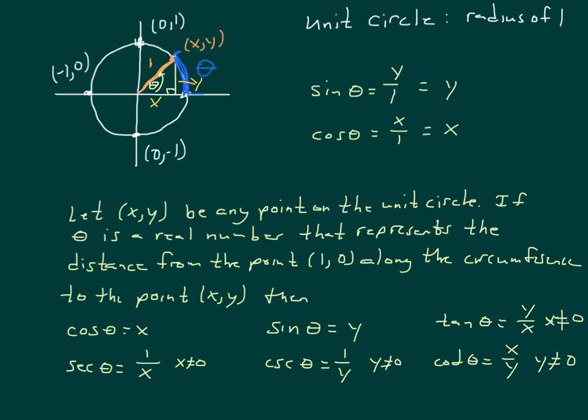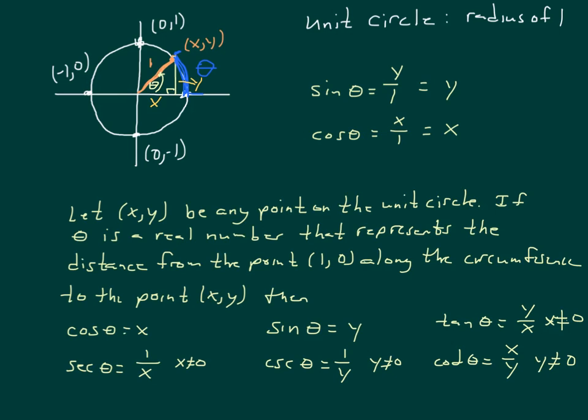The cosecant of theta is going to be 1 over y, and that should make sense again, because cosecant is the reciprocal of sine, so y does not equal 0. And the cotangent, which is the reciprocal of tangent, is going to be the x value over the y value, again where y does not equal 0.